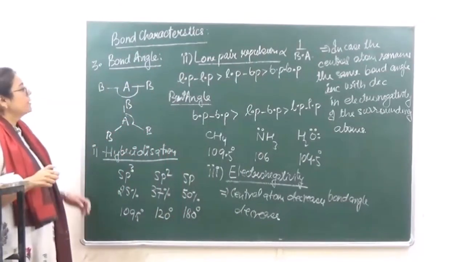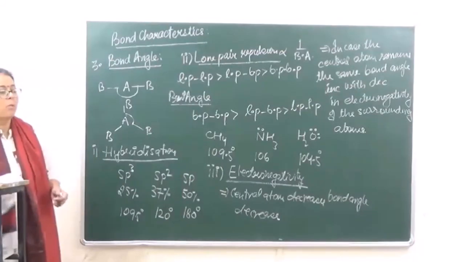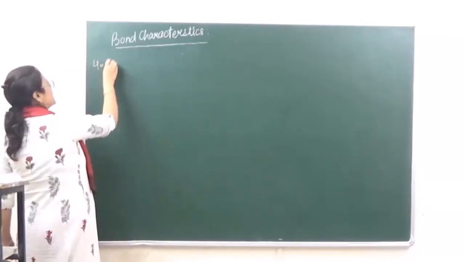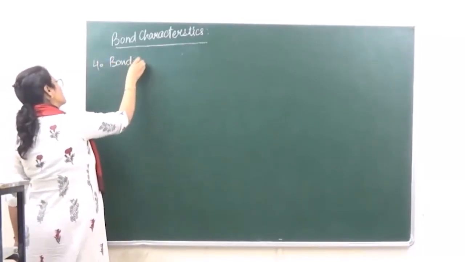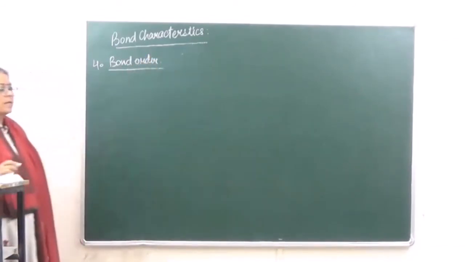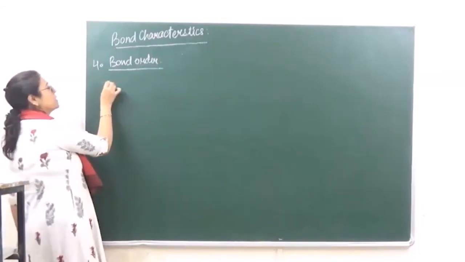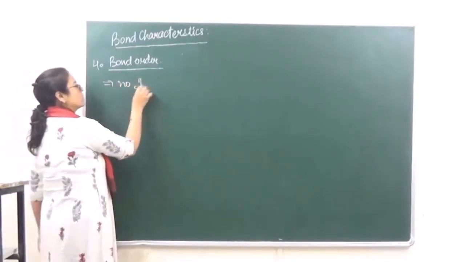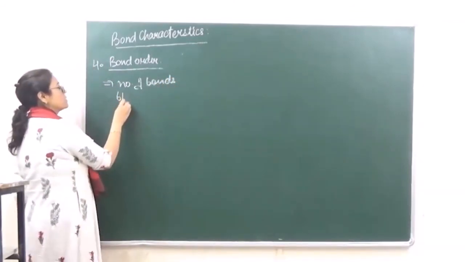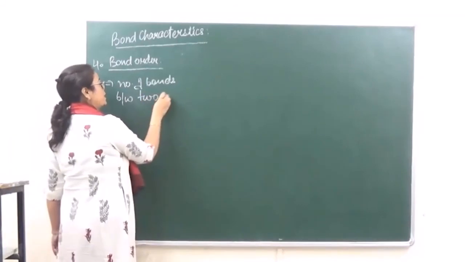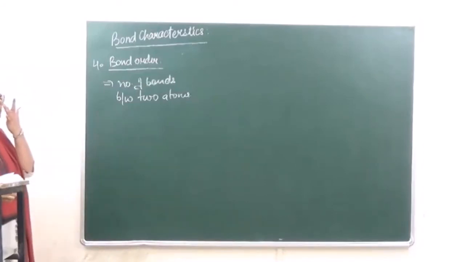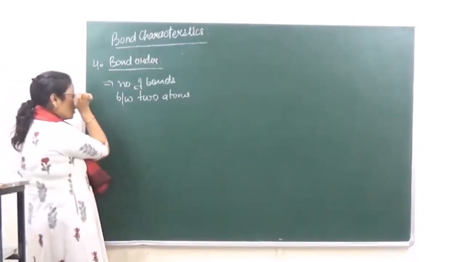Clear हो गया? फिर उसके बाद last which we are going to do, that is bond order. Let's go on to bond order, the fourth characteristic. Now bond order क्या हुआ? Bond order is the number of bonds between two atoms. ठीक है?